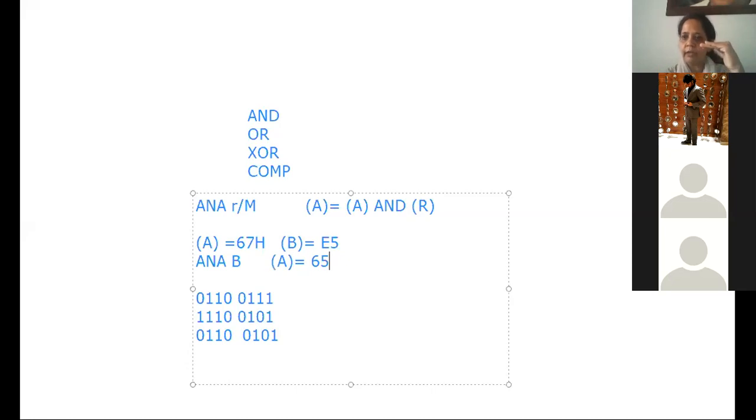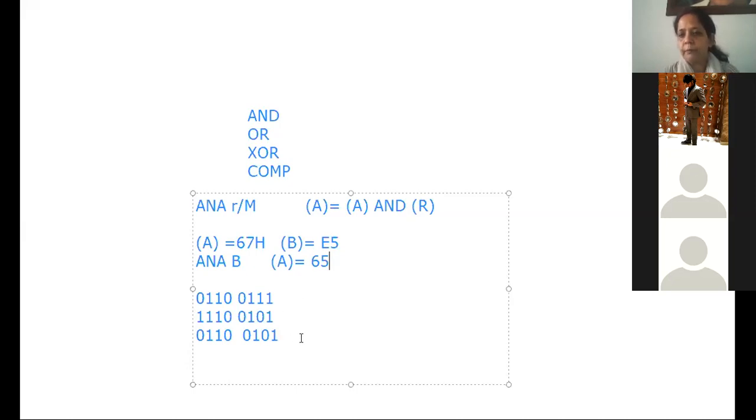So a 4-mark question is always there. These are the contents of the register, these are the contents of the accumulator, what will be the contents of the accumulator after execution of so and so instruction. Most of the time they ask 2-3 logical instructions and 1 arithmetic instruction. If the contents of A is 67 and the contents of B is E5, what are the contents of the accumulator after ANA B? Then the answer will be 65. You will have to show this process.